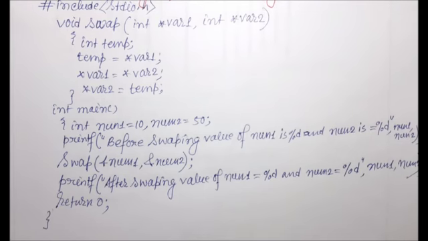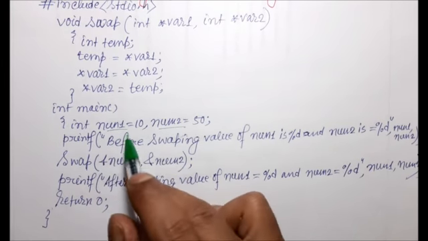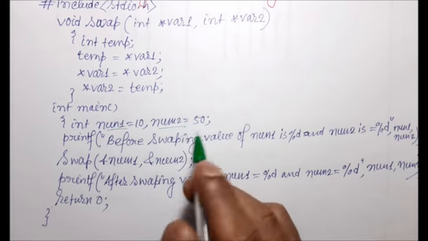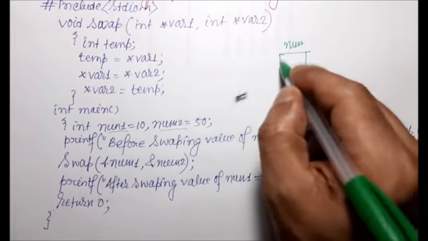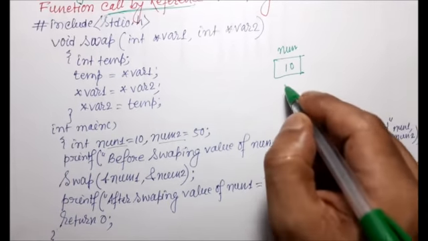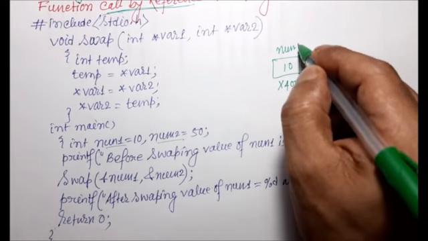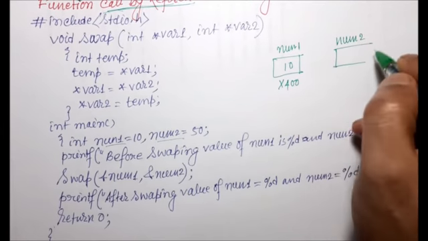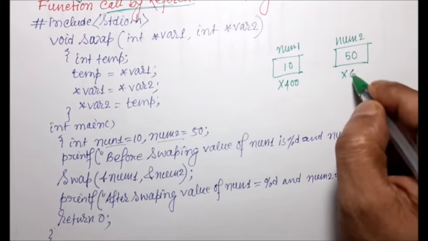We are already familiar with those. So here I have taken two variables. One variable is num1 and another variable is num2. num1 is equal to 10 and num2 is equal to 50. So num1 is my variable and the value of this variable is 10, and for example this is my address x400, and the name of the variable is num1. Another variable is num2, and the value of this variable is 50. For example, this is the address x600.